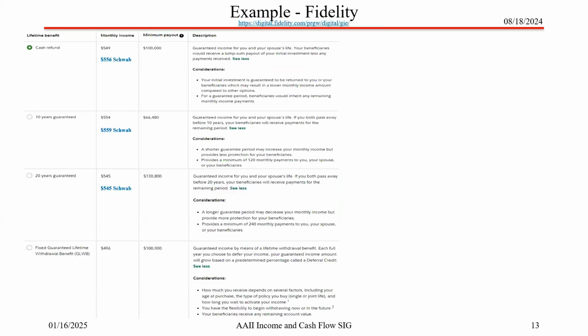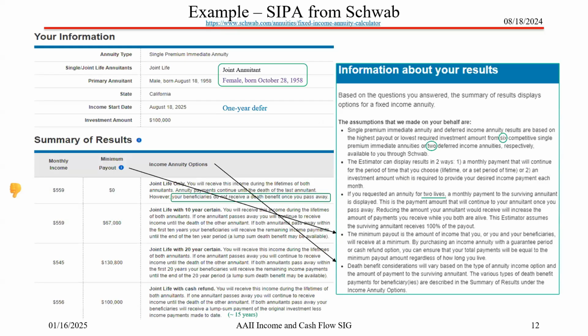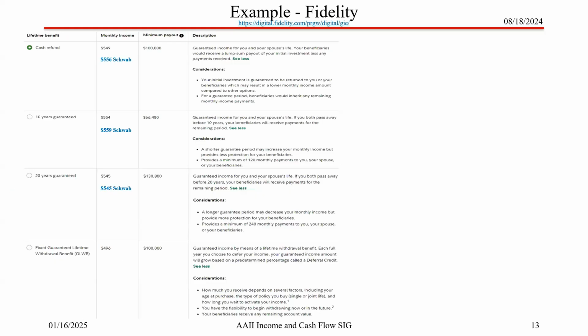Now here's an example from Fidelity. You do the same thing: go to the Fidelity website and give them the same information. Here is what they give you. It's similar, right? They didn't have the first one, joint life only, but they have the 10-year certain, 20-year certain, and cash refund. What they have extra here is this GLWB, which I was surprised to see.